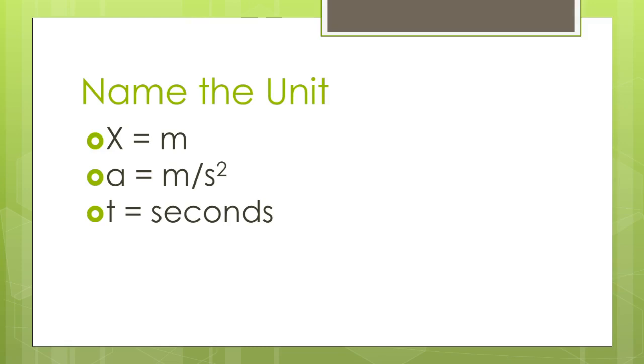We have two more variables, but they're represented by the same unit. V and V sub 0. Remember, V is the final velocity. It's the velocity the object ends at. V sub 0 is the initial velocity. It's the velocity the object begins at. They're different velocities at different time periods in the scenario, but they're both velocity. So they're both measured in meters per second.